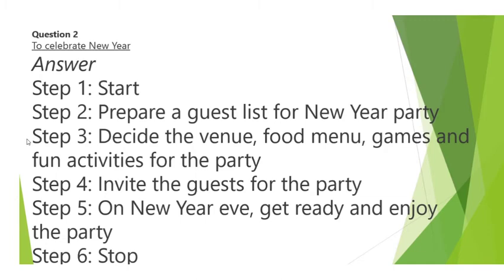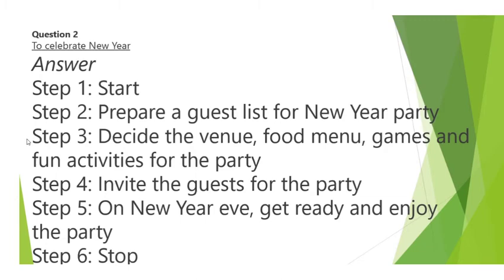Next, decide the venue, food menu, games, and fun activities for the party. Now you have to decide a venue, a place where you are going to celebrate. You have to decide the food. You have to decide the games and some other activities for the party. So this comes in the third step. First, you have to decide whom you are going to call to your celebration party. Then you have to decide a place, food, games, and other fun activities.